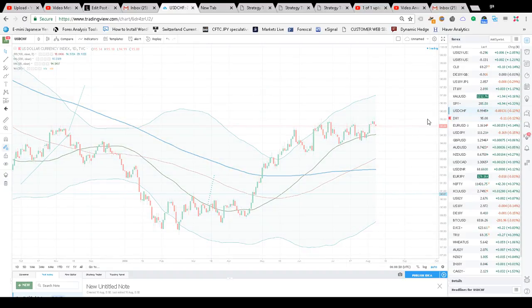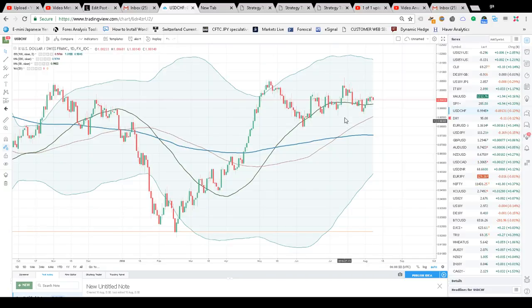What about the USD CHF pair? Well, again, this doesn't look bearish in any sense of it. It's just consolidating before a push higher to 1.02.